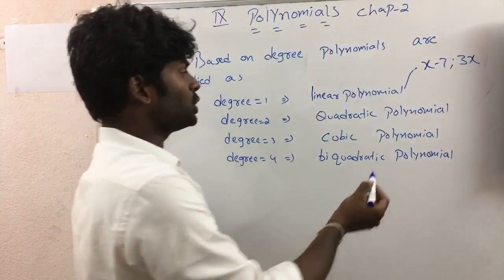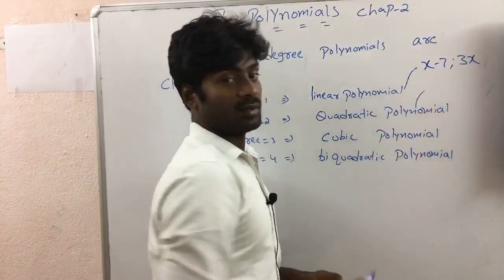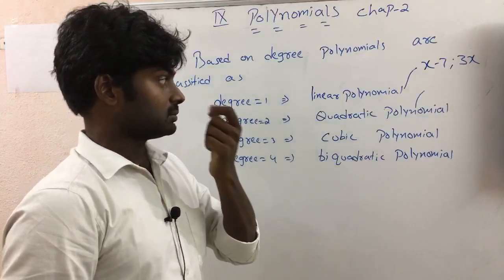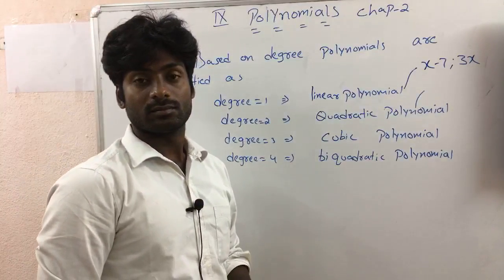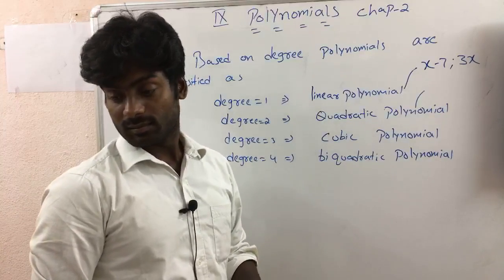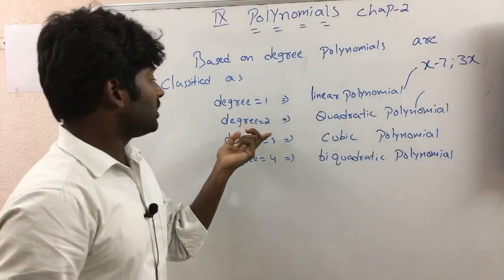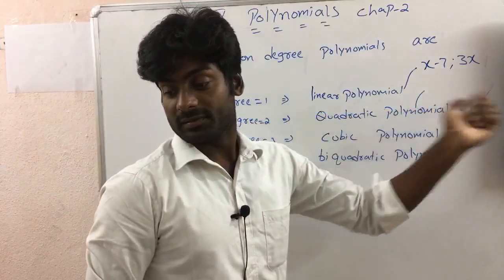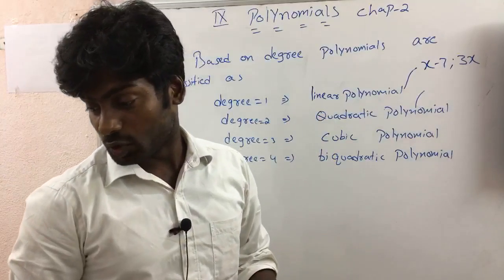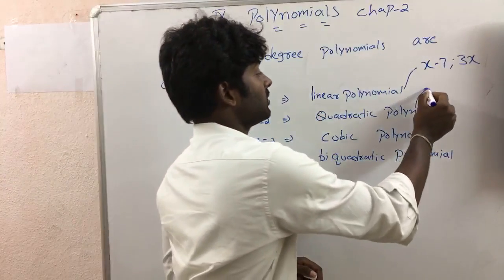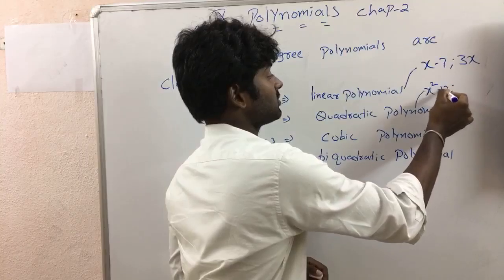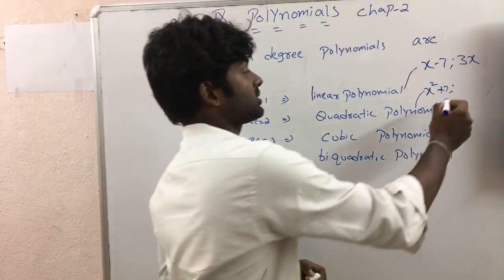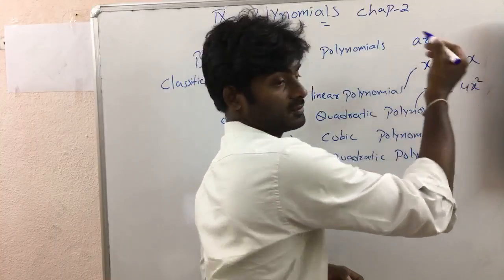Now, give examples for a quadratic polynomial. That means if the degree equals 2 for a particular polynomial, it is said to be a quadratic polynomial. x power 2 plus 7, yes. Any other answer? 4x power 2, yes.